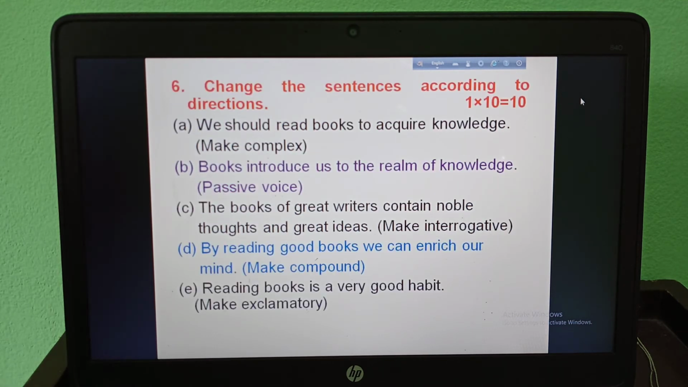Now question number 6, change the sentences according to directions. 10 sentences will be given here to be changed, and you have to change the sentences according to the directions given beside the sentences: simple, complex, compound, assertive, imperative, positive, negative, affirmative, comparative, exclamatory, etc. And this question will carry 10 marks.